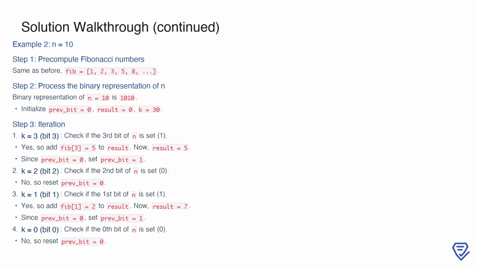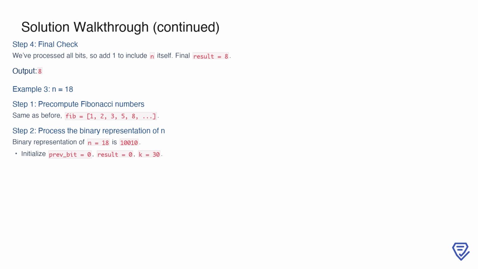Again, because prev_bit equals 0, we set it to 1. Finally, for k equals 0, the 0th bit is 0, so we reset prev_bit to 0 again. After processing all the bits of n equals 10, we perform a final check. Since we've included all valid numbers less than n, we add 1 to the result to account for n itself, as it satisfies the condition of having no consecutive ones. This gives us a final result of 8.